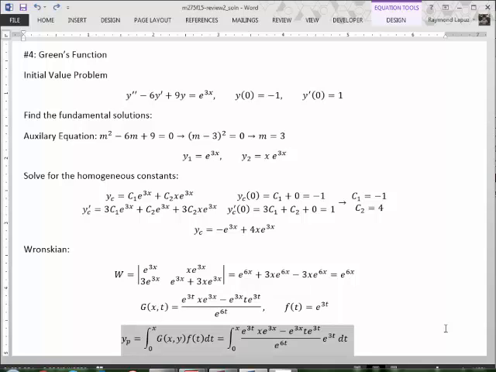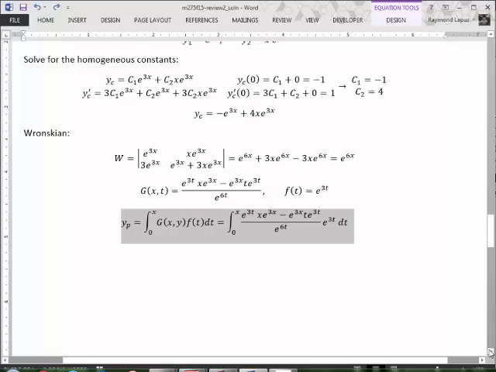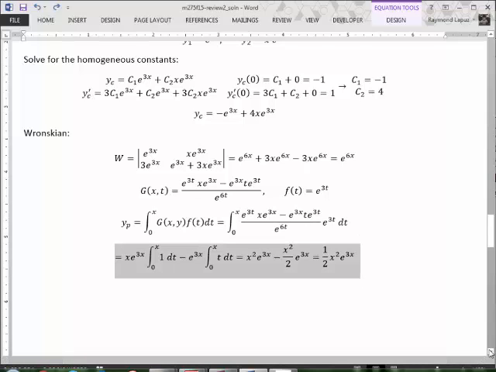So our Green's function integral will look like this, and let's do some integrating with the appropriate limits. Let's take out an x e to the 3x from the first integral, so that's just going to be a 1 dt. And let's take out an e to the 3x for the second integral, and then it'll just have a t. And so all that just simplifies to x squared times e to the 3x minus 1/2 x squared e to the 3x, and that combines to just 1/2 x squared e to the 3x.